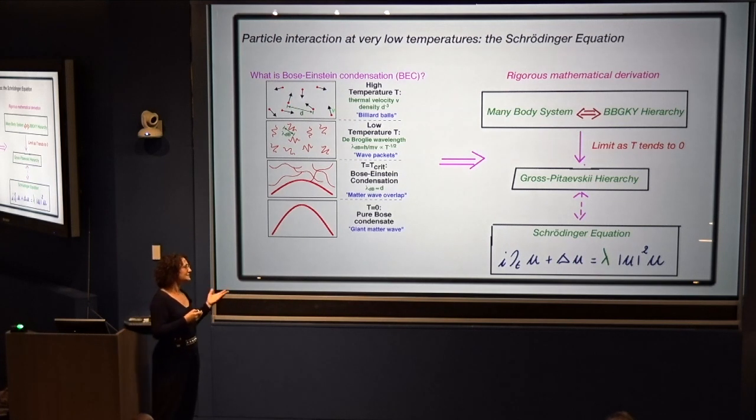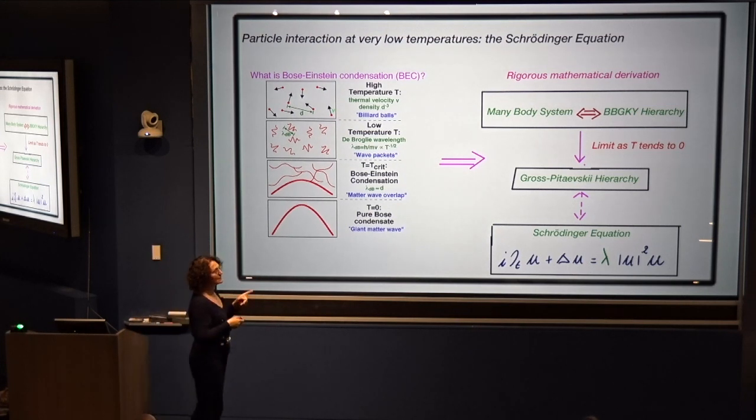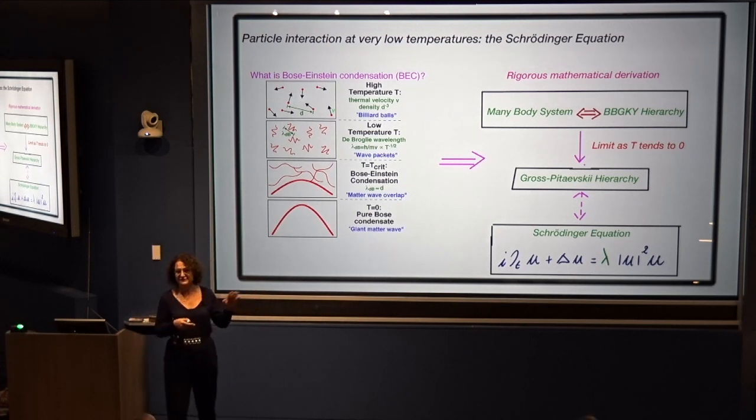And if lambda is positive, it's called the defocusing case. If it's negative, it's focusing, and I'm going to tell you a little bit more about that. Okay, so that's a little bit just how one of the most important equations comes in. But this is not the equivalent of the Boltzmann equation. This is a different equation.